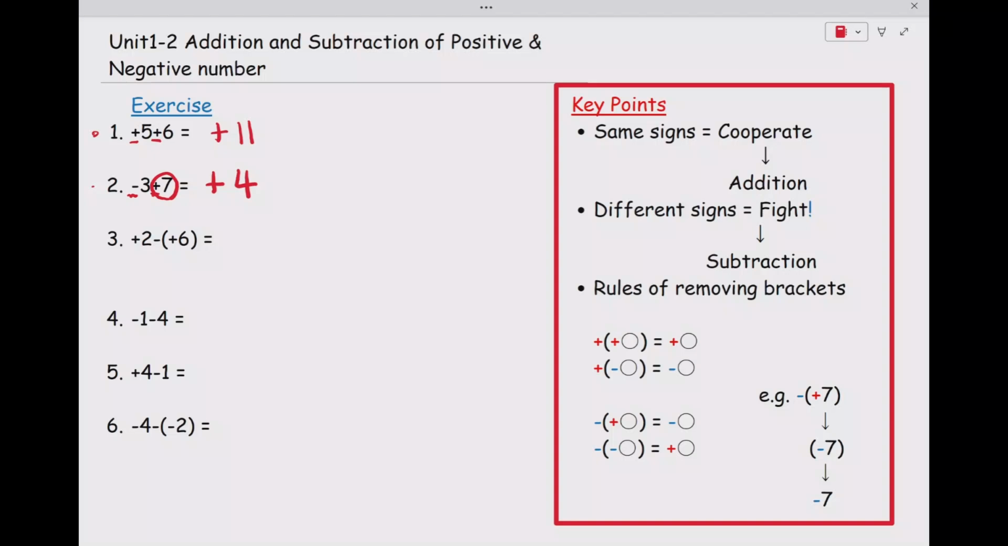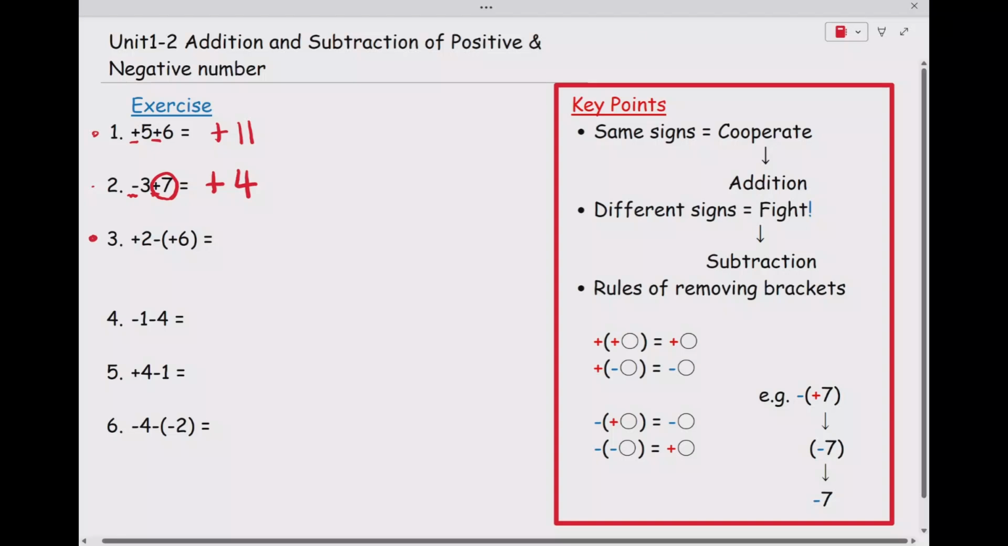Question number 3. Plus 2 minus bracket plus 6. This is a type of question that includes brackets in an equation. What should we do when there are brackets? There are only 2 points to remember when there are brackets. Do you remember?